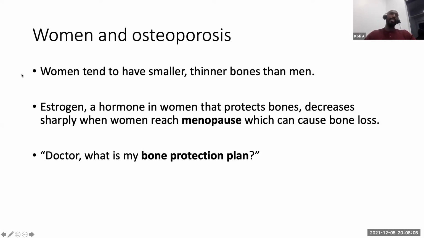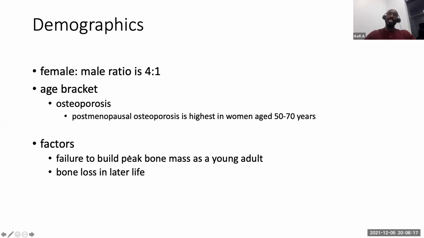On top of that, women tend to have much smaller, thinner bones than men. So even though we think that women are very wise and much smarter than us, bone-wise, women tend to have smaller, thinner bones.